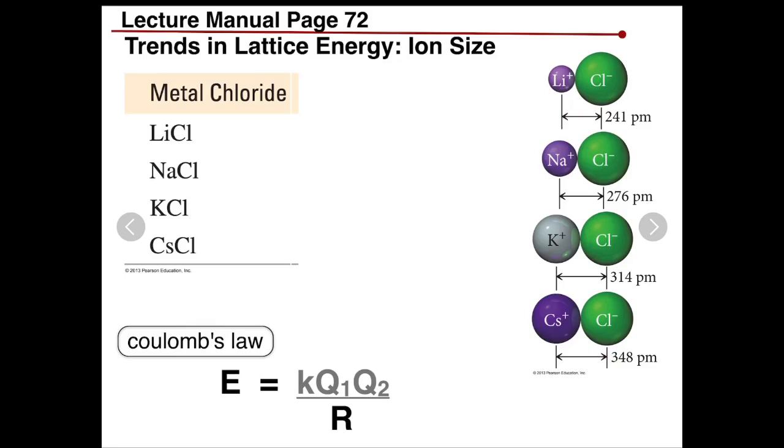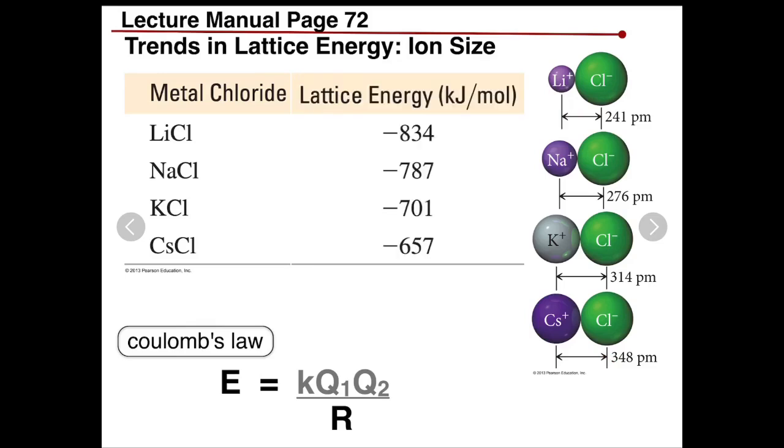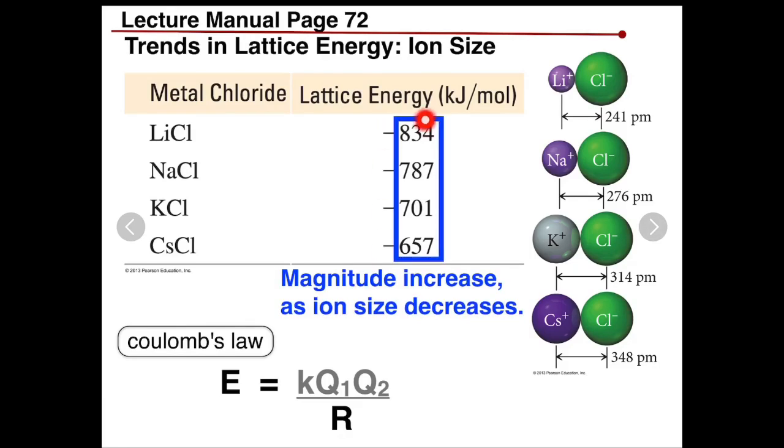If you compare their lattice energy and ignore the negative sign, you're going to see that the magnitude decreases as the size increases. On the other hand, what I just wrote here is that the magnitude increases as the size decreases. The reason for that is that, as we see, the distance is inversely proportional to the energy. The longer the distance between the two ions, the lower the energy.